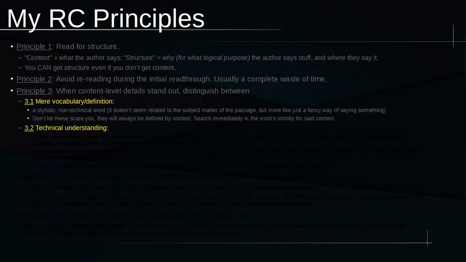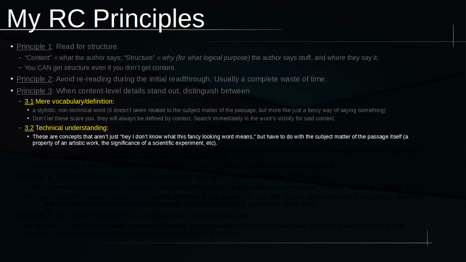Principle 3.2. So this is the second kind of detailed content level thing that you can distinguish between, and that's a technical understanding. So previously in 3.1 we were talking about things that were mere vocabulary or definitional, and I told you that those were not technical. So what actually is technical in my mind? I would consider technical concepts those that aren't just, hey, I don't know what this fancy looking word means, but they are instead things that have to do with the actual subject matter of the passage itself.